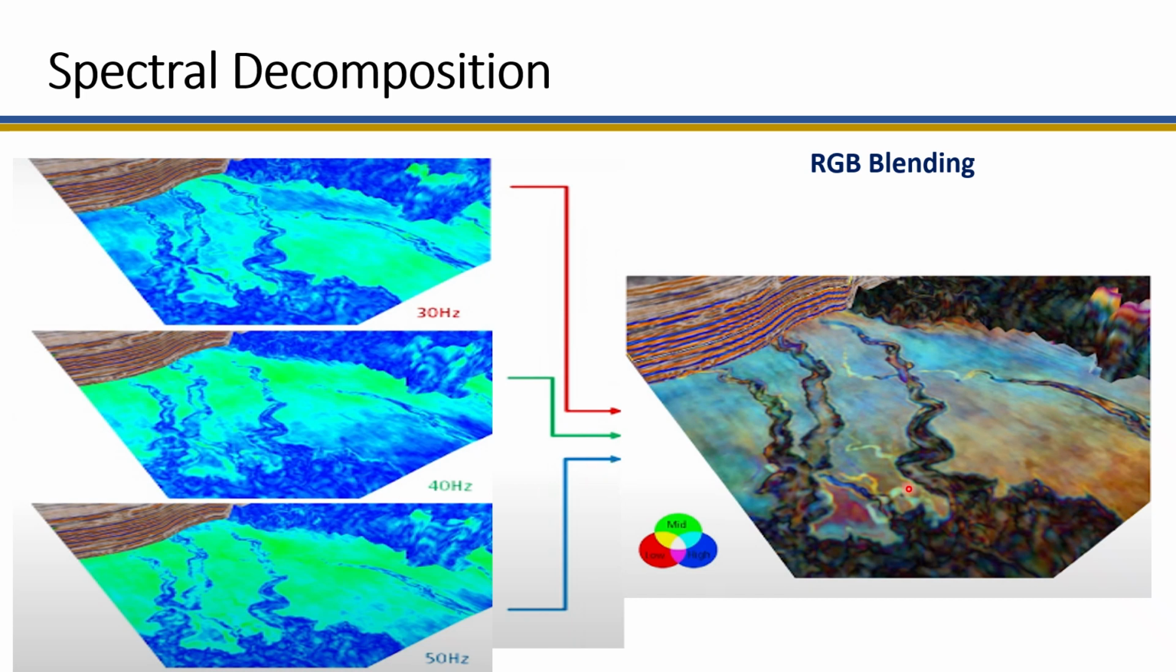So we have got areas of white, where we have a strong high amplitude response in all three volumes. Where we have got black, we have a low amplitude response in all three volumes. And where one color is dominating, then that frequency is the one that is dominant.